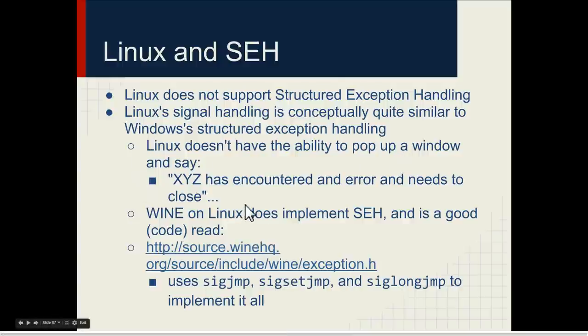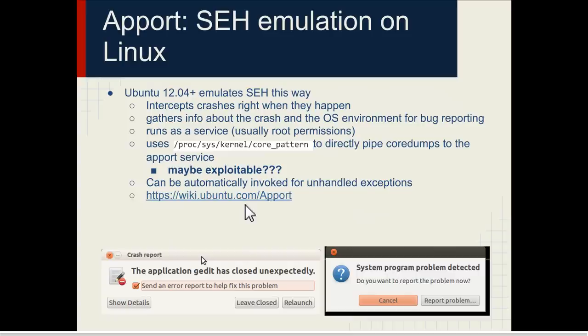Most Linux systems don't have a window saying that this process has encountered an error and needs to close. Would you like to send a report to the developers for bug reporting, or would you like to just close it? However, in recent versions of Ubuntu and perhaps other Debian systems, there is something that was introduced called AppPort, which is essentially SEH emulation on Linux, and it introduces these error messages. The application has closed unexpectedly. Would you like to leave it closed, relaunch, or show details, or perhaps send an error report to fix this problem? So this is very interesting. It intercepts crashes right when they happen on Linux, or at least does a pretty good job of doing that.